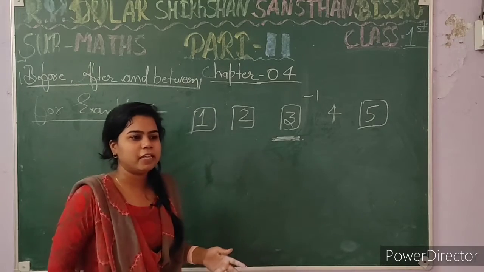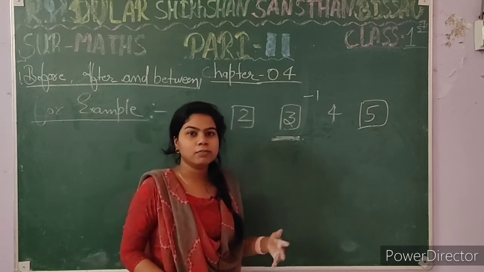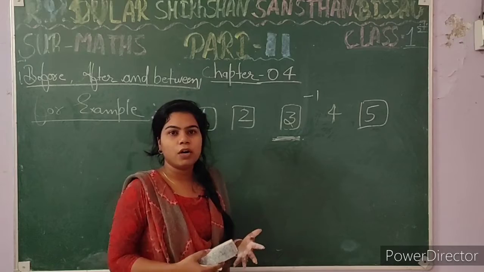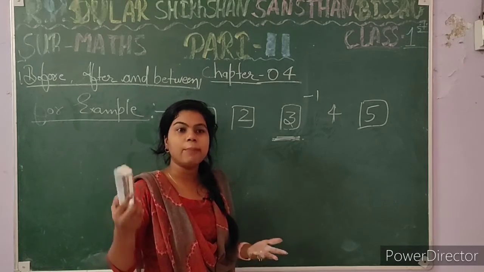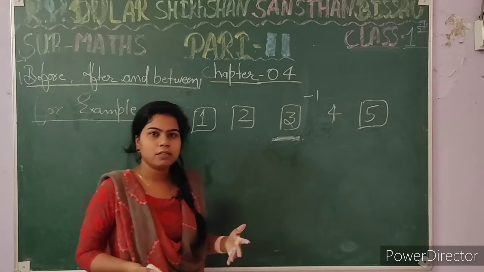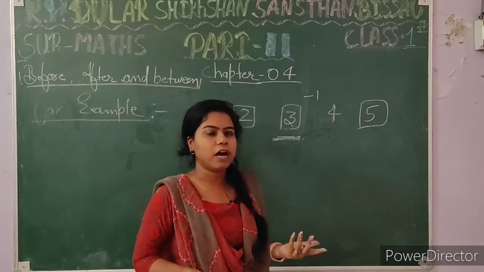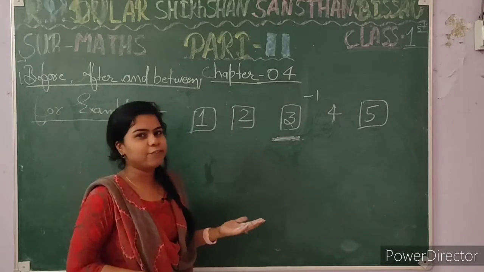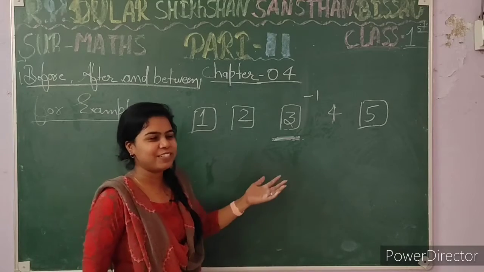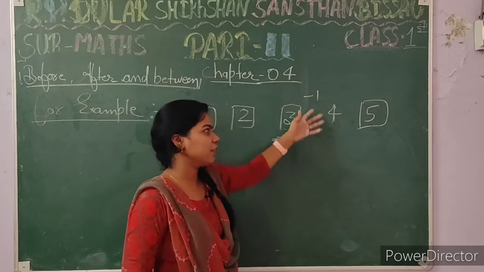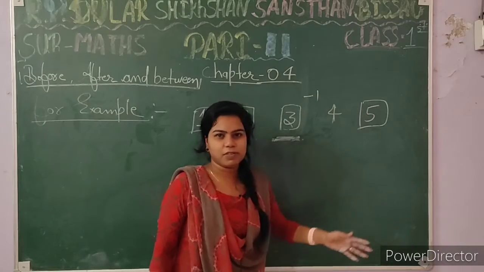If the question says which month comes before April, okay, May. Before means you say -1, so we subtract 1 from the month's name. Okay students, this is not the right way. In counting we use -1 and +1.